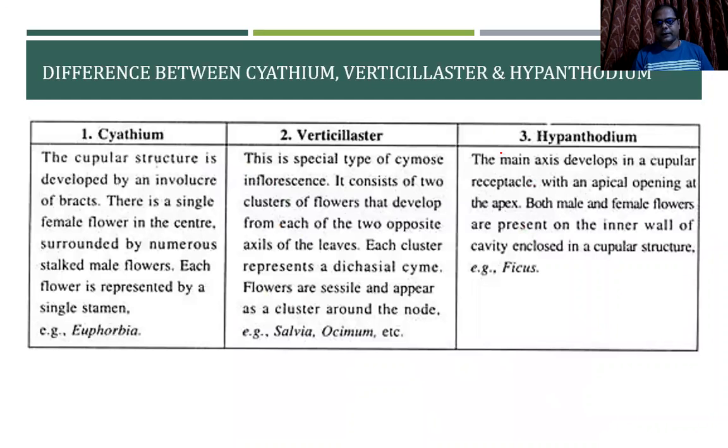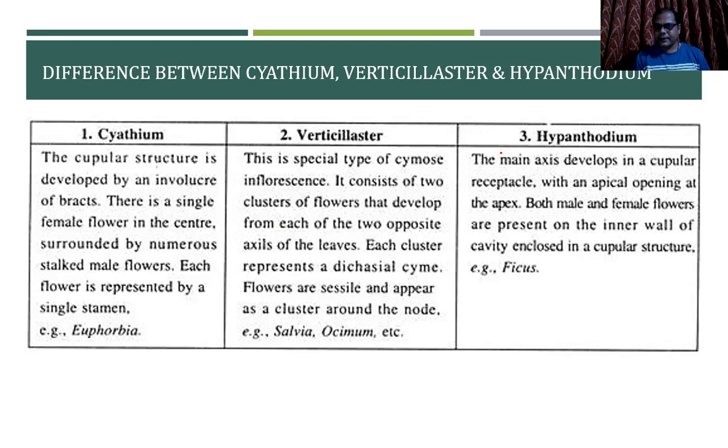Now let's understand the difference between the three kinds of inflorescence. These are special kinds of inflorescence: first is the cyathium, verticillaster, and the hypanthodium. In the cyathium inflorescence, a cup-like structure is developed on the involucre or the bracts. There is a single female flower in the center, surrounded by numerous stalked male flowers. Each male flower is represented by a single stamen.